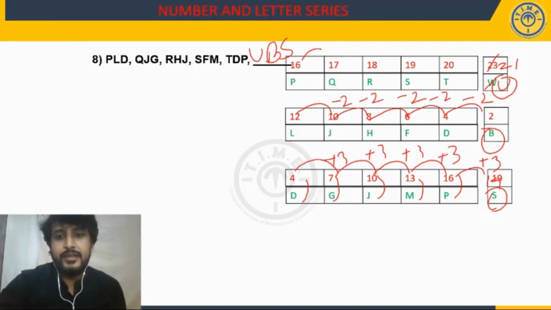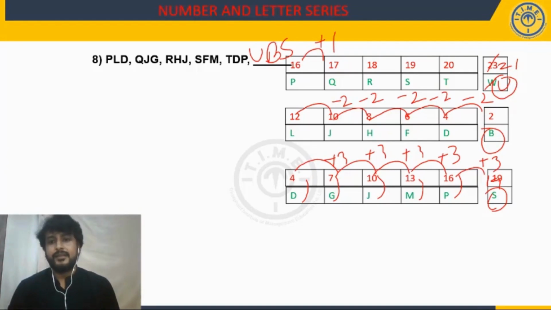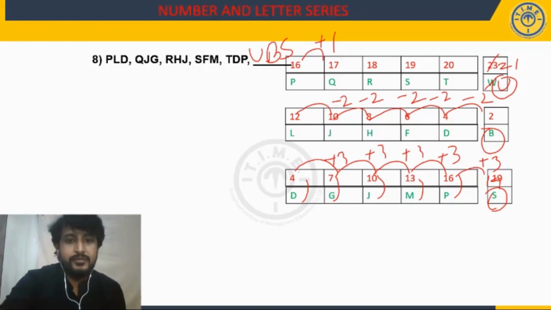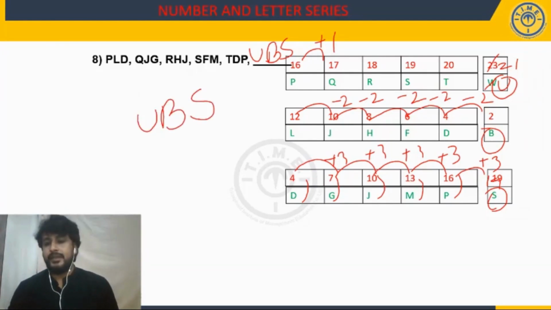So please take note of the logic. The first letters are increased by 1, the second letters are decreased by 2, and the third set of letters are increased by 3, and the required answer is UBS. Plus 1, minus 2, plus 3. This is the logic. So if you remember the place values, this is the advantage. We can complete questions in less time.